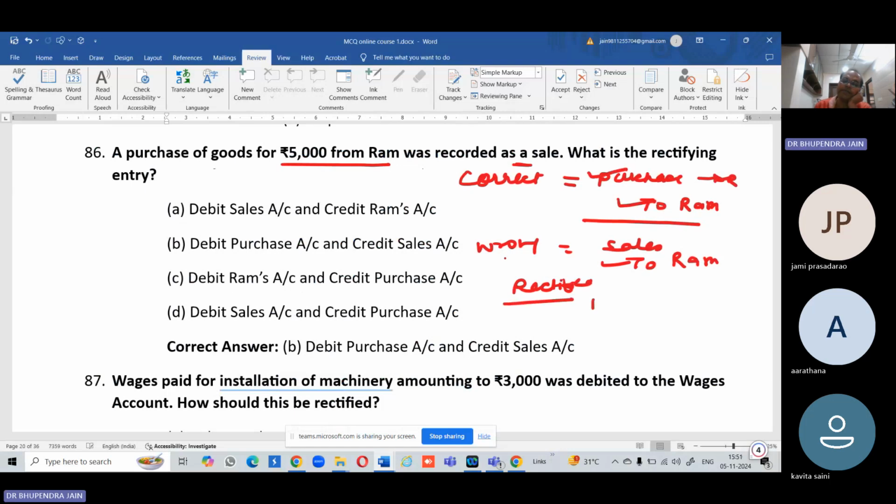सही को सही लिखना है. Write down the correct entry in the correct manner and just reverse the wrong entry. So क्या करेंगे? Now the entry is purchase account debit to sales. Now this is the answer: debit purchase account and credit sales account. Write down the correct in a correct manner, and reverse the wrong entry. This is the system to prepare the rectified entry. Chalo ji, next.